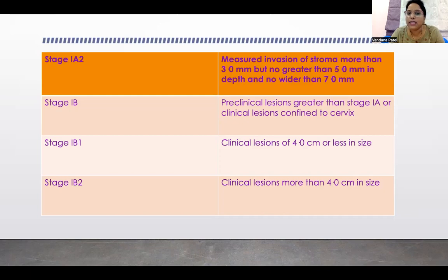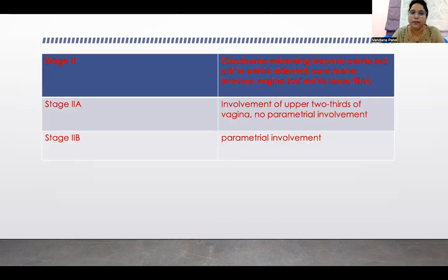So in stage 1B1, now the size of the tumor has increased. Earlier it was in millimeters, now it has increased to centimeters. So the size of the lesion is 4 centimeter or less than 4 centimeter. And in stage 1B2, the size is more than 4 centimeter. Now comes stage 2. Again, stage 2 is divided into two, stage 2A and stage 2B.